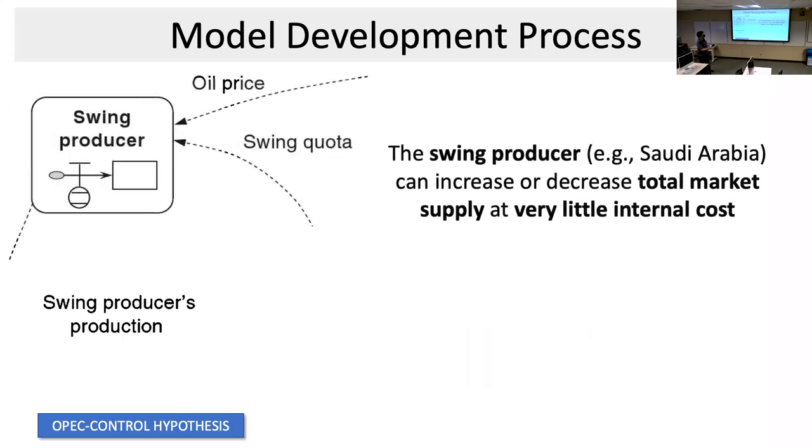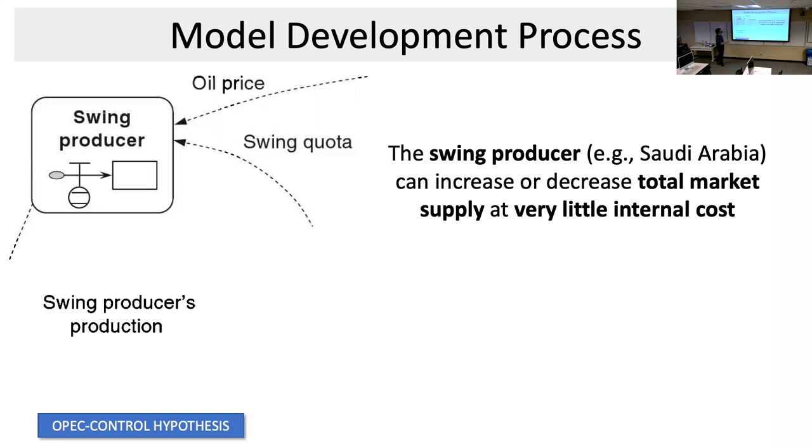The way they make it all work is they've got a swing producer that has a whole bunch of oil that they can put on the market or take off at very little internal cost. So the swing producer doesn't have to wait that 5 years to find new oil. They can just sort of tomorrow dump a bunch of oil on the market and then tomorrow take it all back. And so their fast ability to put oil onto the market and their huge supply of oil allows them to swing the market. So they have so much inertia that it's like the center of mass is on them.